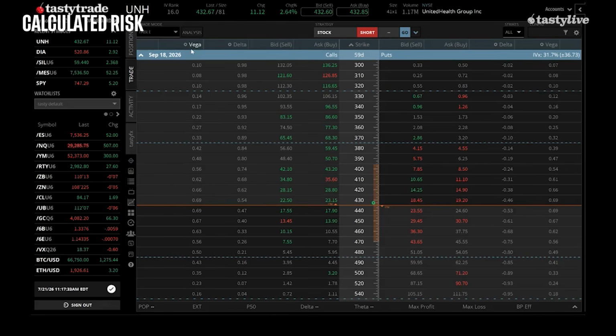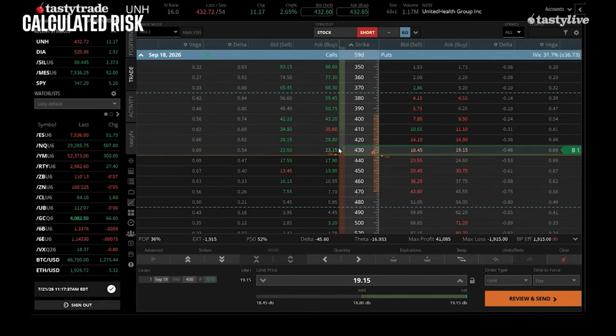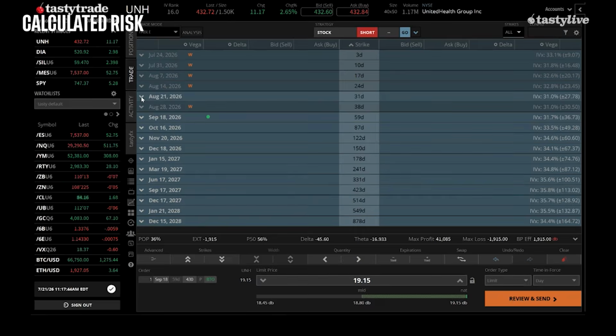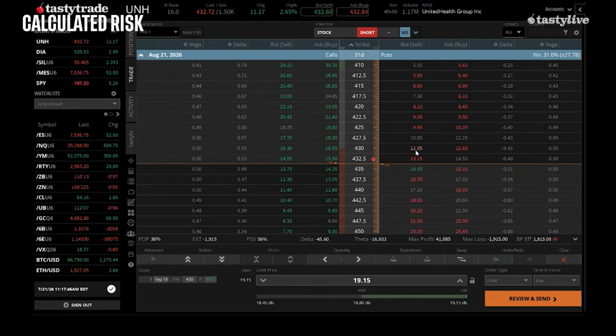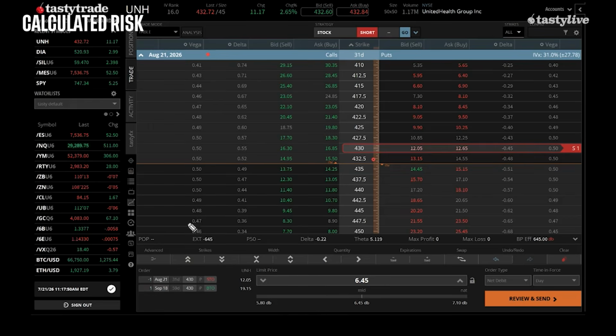So if I go into this 59-day cycle in September, I can buy the 430 strike. This is going to be the long portion of the calendar spread. I'm going to minimize September. I'm going to go into August. I am going to sell the same 430 strike. Again, it's very important that I have the same strike in both cycles.